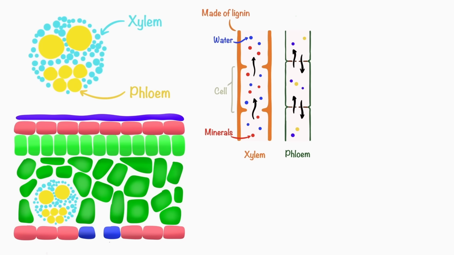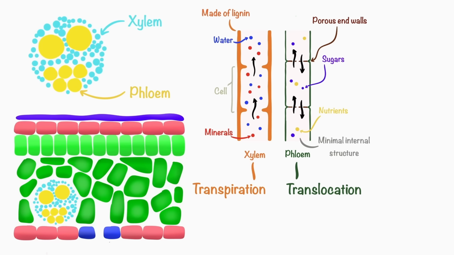Phloem tissue manages the distribution of sugars produced during photosynthesis, transporting them from the leaves to other parts of the plant. This movement of sugar molecules through the phloem network is technically known as translocation.